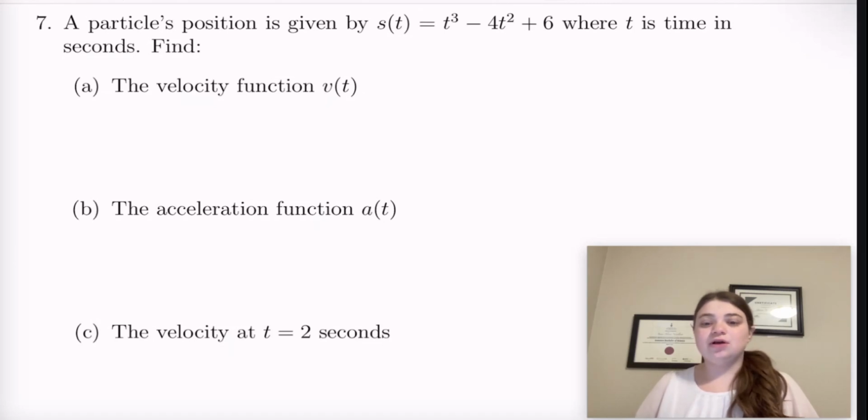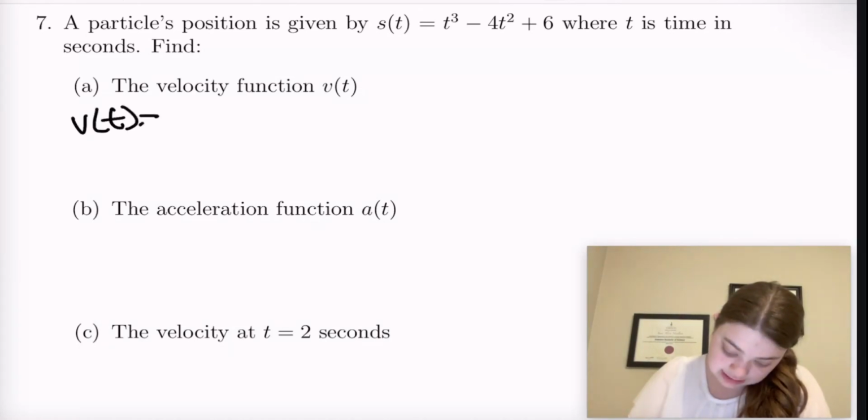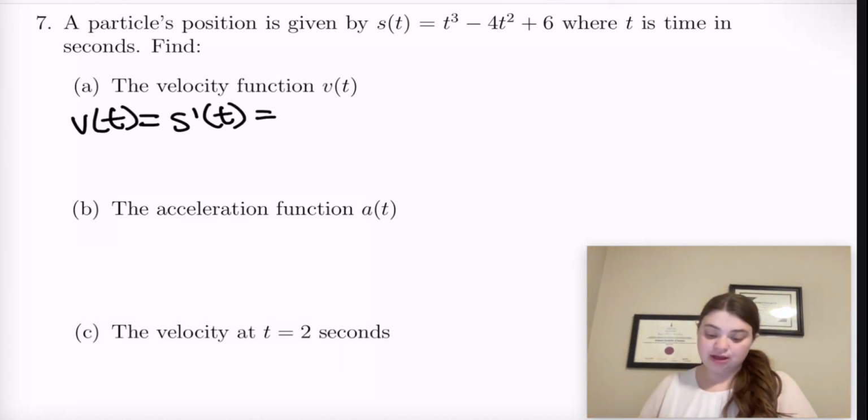Okay, so recall that the velocity is equal to the rate of change of the position, right? At what rate is the position changing? And so therefore, we would take the derivative of the position function to get the velocity function. So what is the derivative of this function?